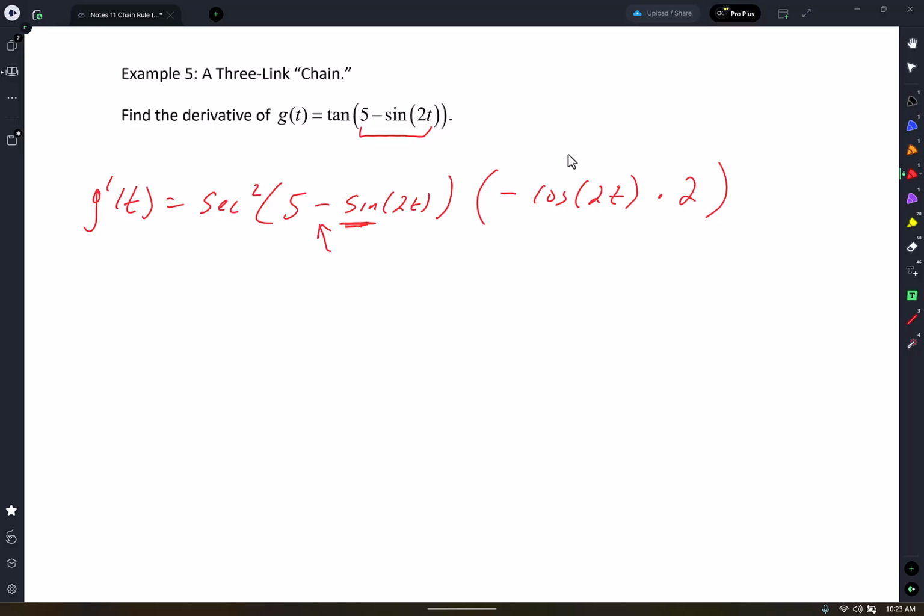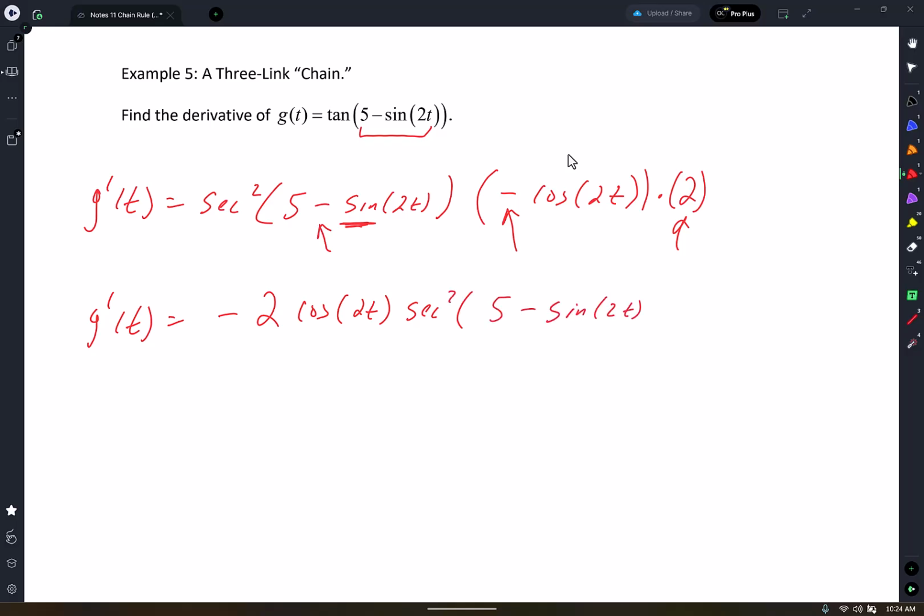You can keep the parentheses on everything if you want. Like that. If you want to do that. You don't have to. This is so silly. So here we go. What is this if I rewrite it? G prime of t equals, let's see, I have a negative right here and I have a 2 there. So I'm going to write negative 2. I'm going to put the cosine first. Cosine of 2t, close, secant squared of 5 minus sine 2t, close.